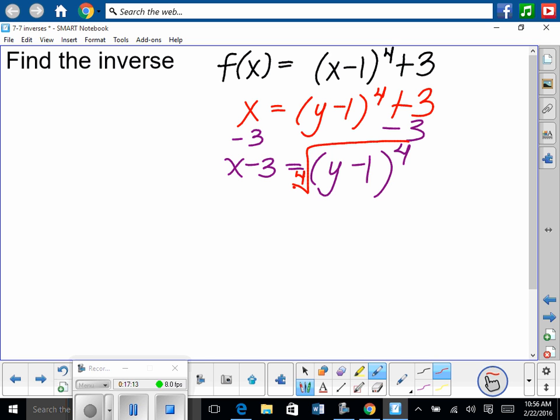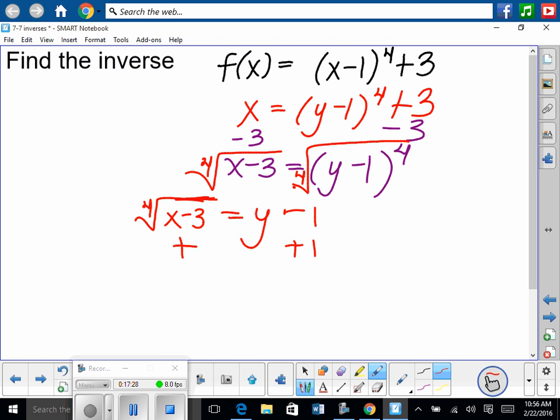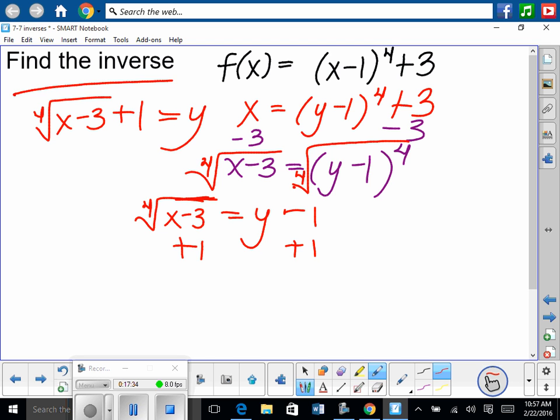4th root. Okay? So then we have the 4th root of x minus 3, all under the 4th root, is equal to y minus 1, right? What will we do? Can we put the 1 under here? So we have the 4th root of x minus 3 plus 1 is equal to y. And that's our inverse, okay?